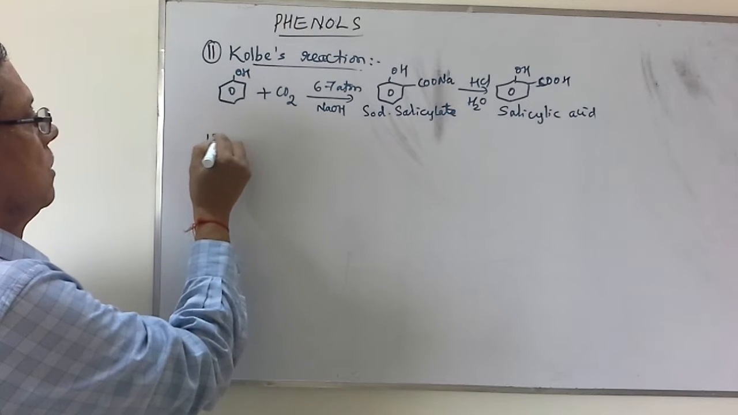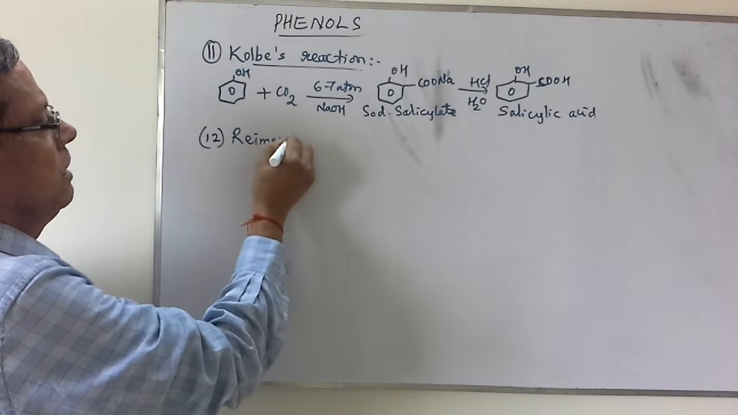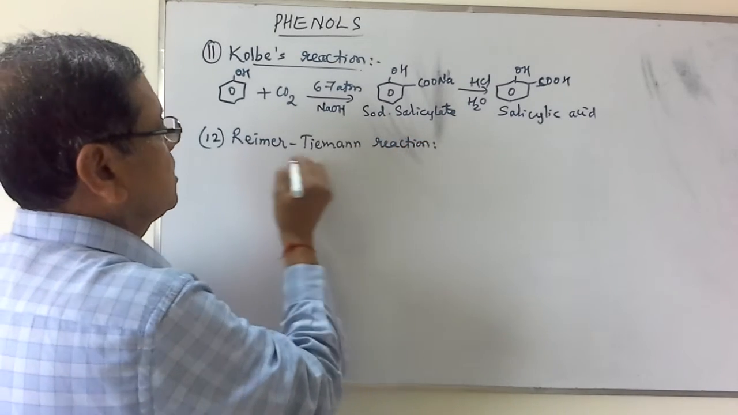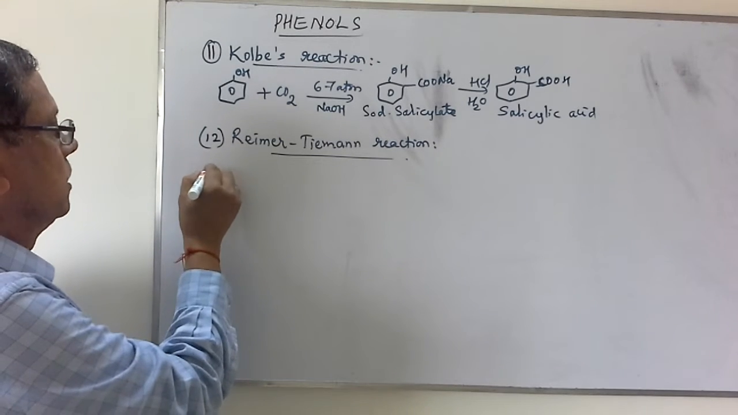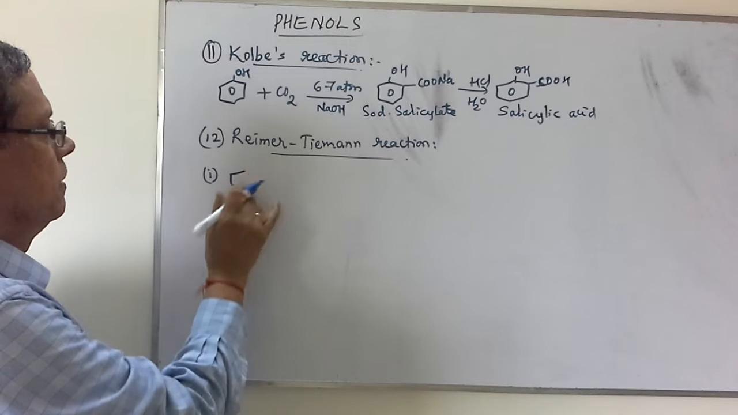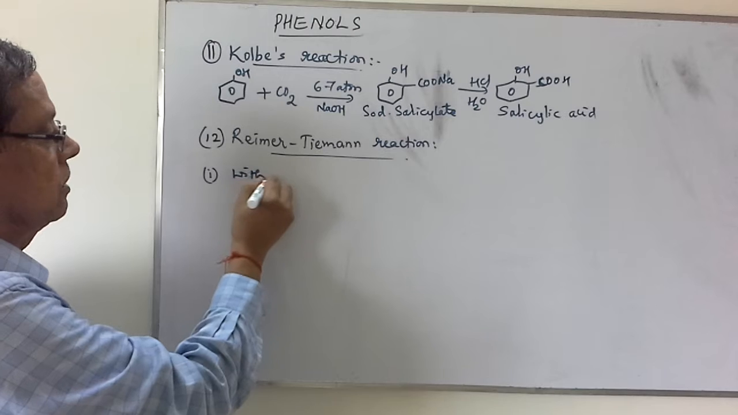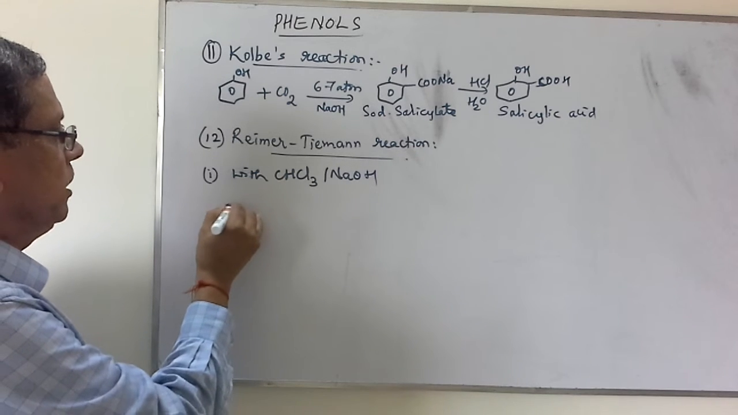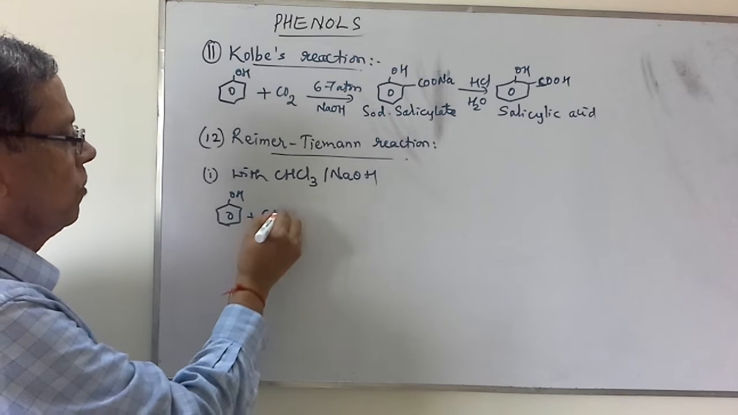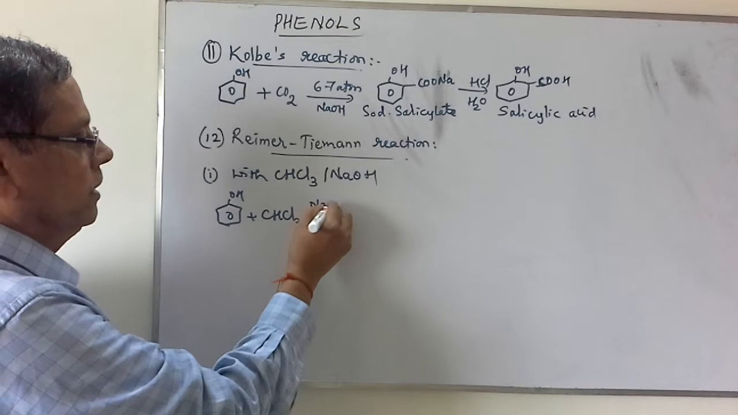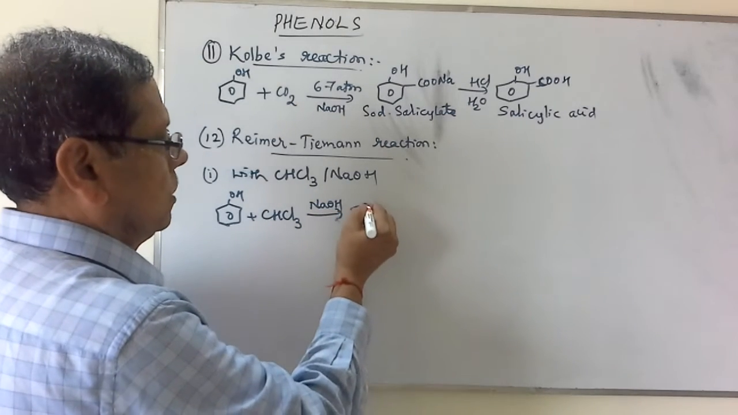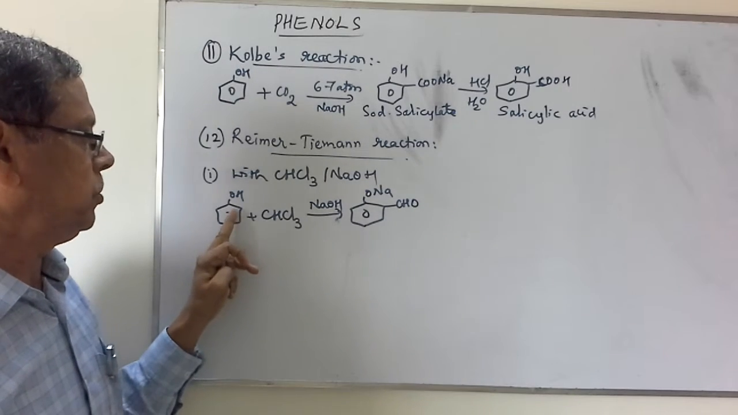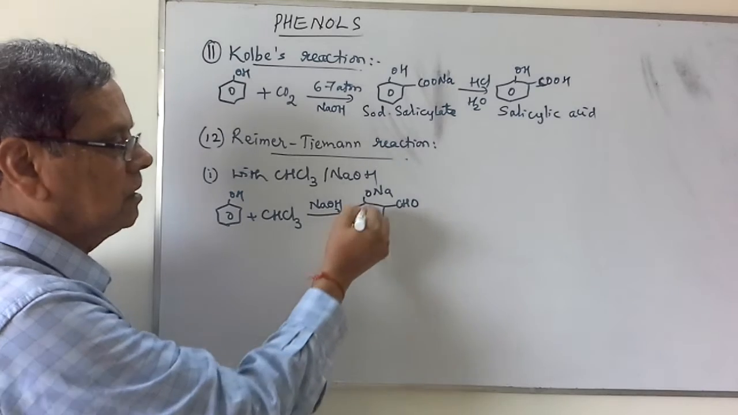The next reaction is the Reimer-Tiemann reaction. There are two reactions under this Reimer-Tiemann reaction. The first one is when we consider this phenol with chloroform, CHCl3, in presence of NaOH. When phenol is treated with chloroform in presence of sodium hydroxide, it will give rise to ONa and CHO. That is, an aldehydic group is substituted in the ortho position. This is the sodium salt of the salicyl aldehyde.